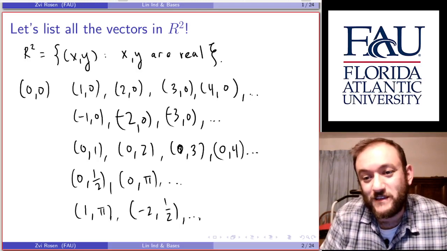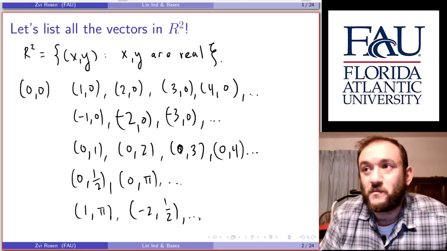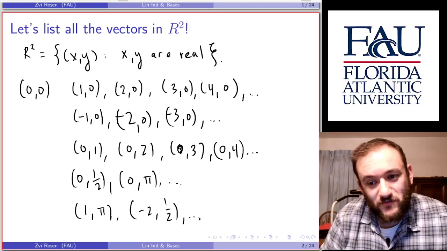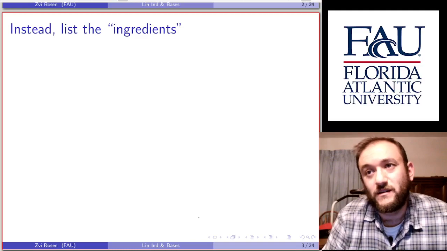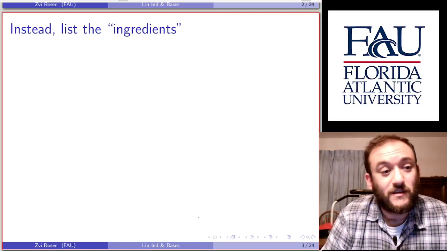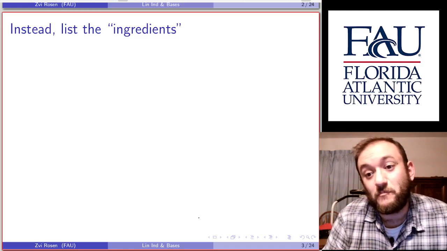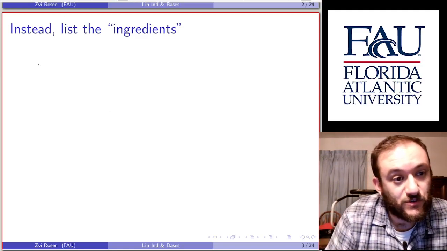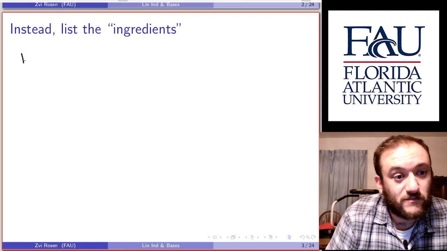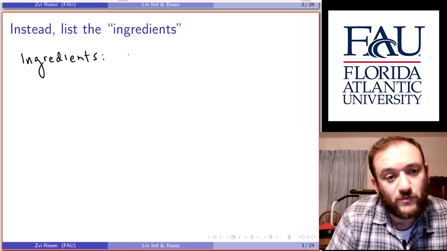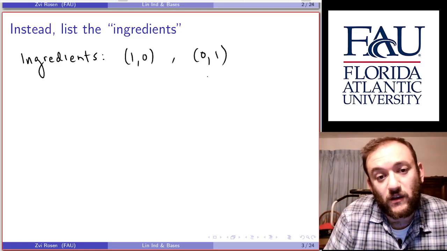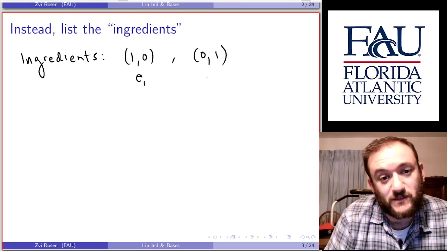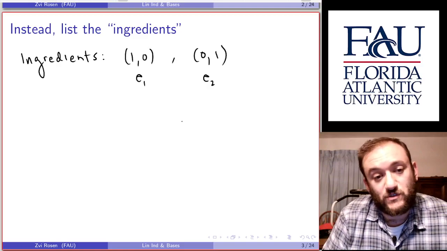It should become pretty clear pretty quickly that this is going to be a fool's errand. We're not going to be able to list all of the vectors in R2. But we want to be able to describe all the vectors in R2. So instead, we're going to list ingredients for R2, and then we'll say how to combine them to make all of the vectors in R2. So our ingredients will be the vectors 1, 0 and 0, 1. You'll remember these as the standard basis elements. These are E1 and E2.